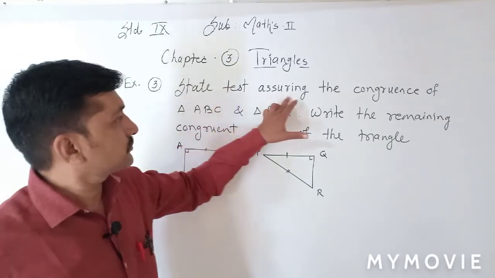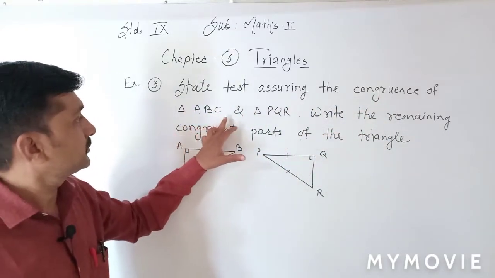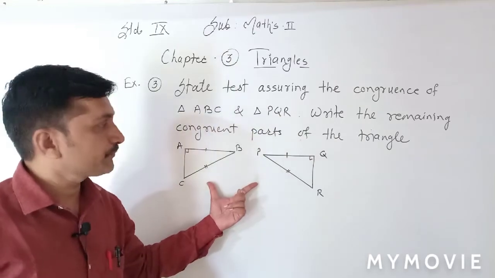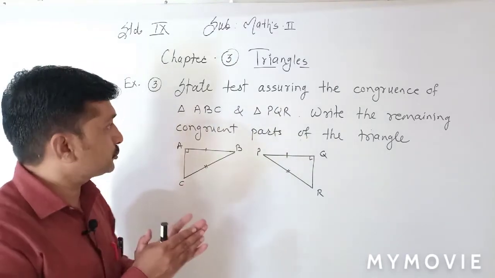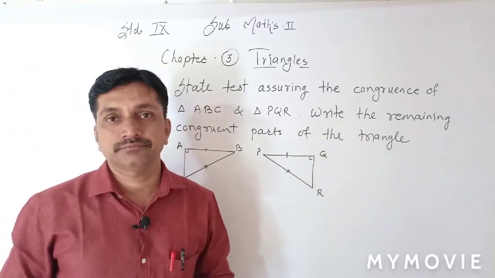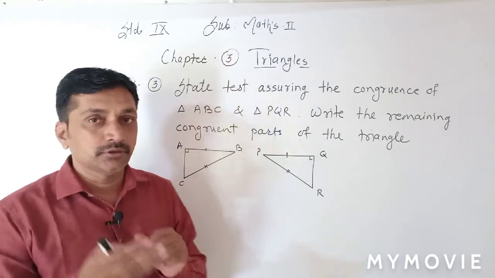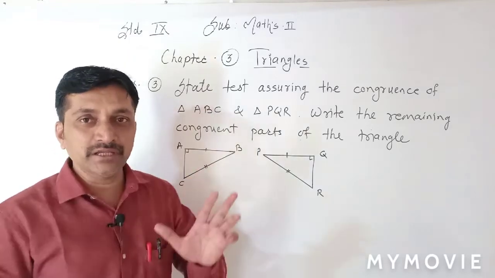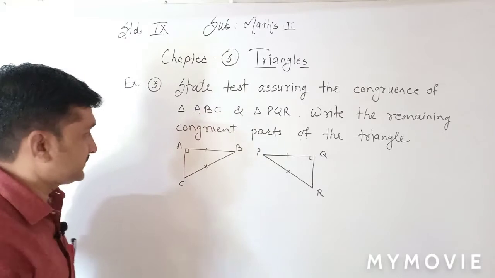State the test assuring the congruence of triangle ABC and triangle PQR. These two triangles are given here. We have to assure by which test these two triangles are congruent and write the remaining congruent parts of the triangle. Now total elements are 6. To prove, we use 3 elements and the remaining will be 3 elements. Now let's see.